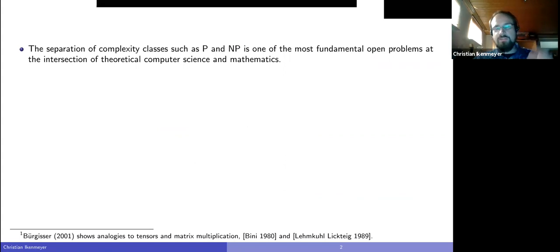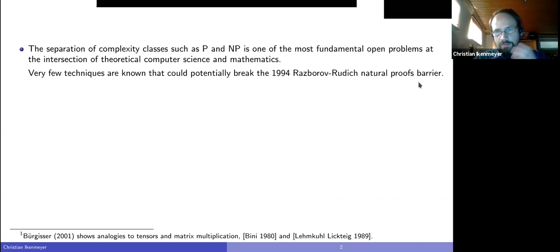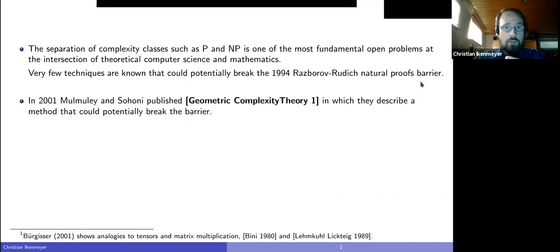The separation of complexity classes like P and NP is one of the most fundamental open problems at the intersection of theoretical computer science and mathematics. And there are few techniques to resolve this conjecture. One of the main obstacles is the Razborov-Rudich natural proofs barrier. In 2001, the paper Geometric Complexity Theory 1 was published by Mulmuley and Sohoni, in which they describe a method that could potentially break this barrier. And I want to tell you today about this method.